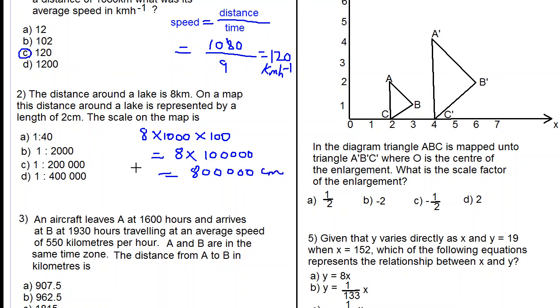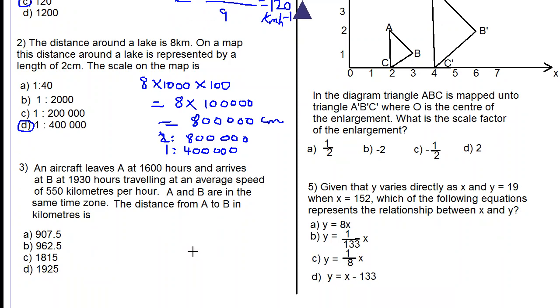centimeters. So we have 2 centimeters to 800,000, and we reduce to lowest terms. 2 into 2, 1. 2 into 8, 4. 0, 0, 0, 0, 0. So we have 1 to 400,000. Our answer is D.